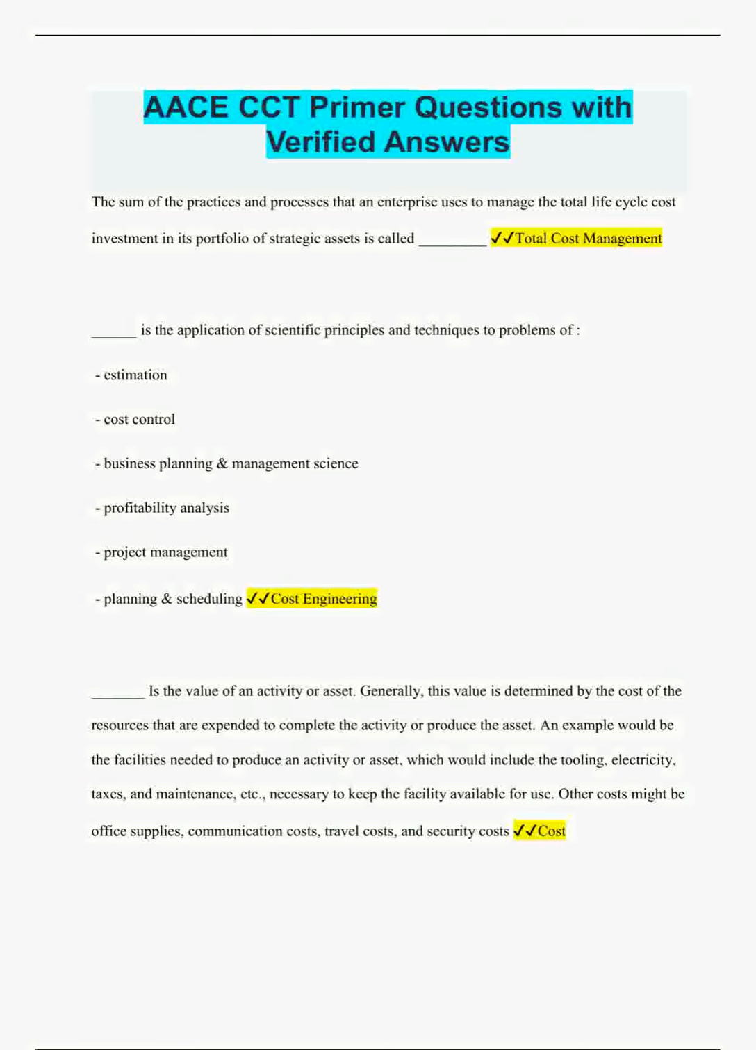Is the value of an activity or asset. Generally, this value is determined by the cost of the resources that are expended to complete the activity or produce the asset. An example would be the facilities needed to produce an activity or asset, which would include the tooling, electricity, taxes and maintenance, etc., necessary to keep the facility available for use. Other costs might be office supplies, communication costs, travel costs, and security costs. Cost.